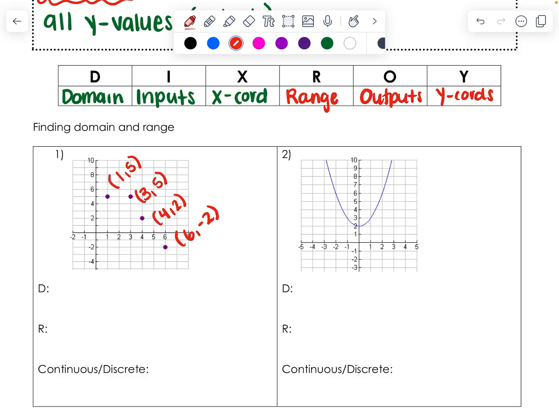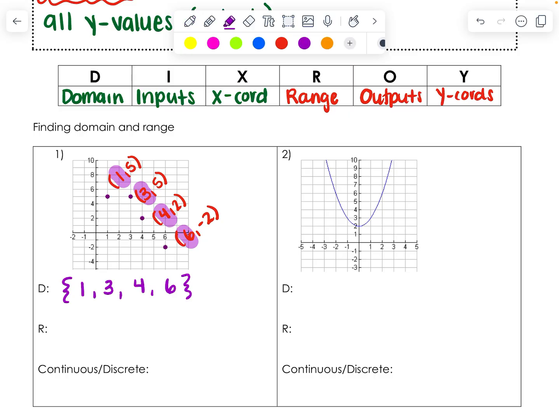Okay, so our domain is all of our x values. So our domain is just going to be all these values of x. We do list them from smallest to largest. So our domain, we use these little funny bracket things, is going to be 1, 3, 4, and 6.